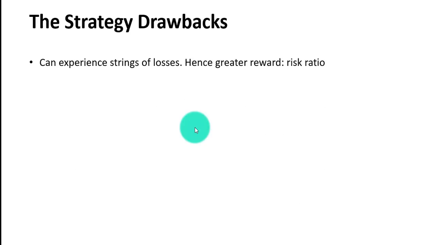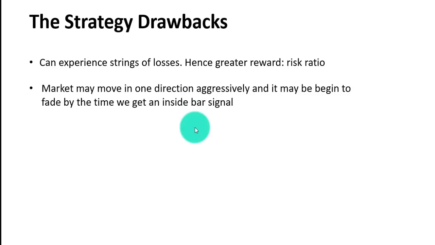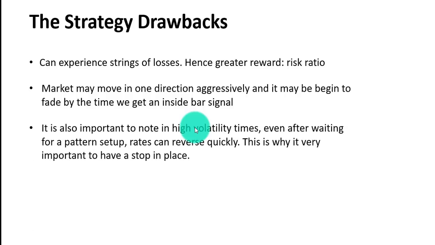Number 1, it can experience a string of losses. Hence, you need to have a great risk reward ratio, as we have discussed before. Secondly, the market may move in one direction aggressively, and it may begin to fade by the time we get an inside bar signal. And lastly, it is important to note, in high volatility times, even after waiting for a pattern setup, rates can reverse quickly. This is why it is important to have a stop in place.